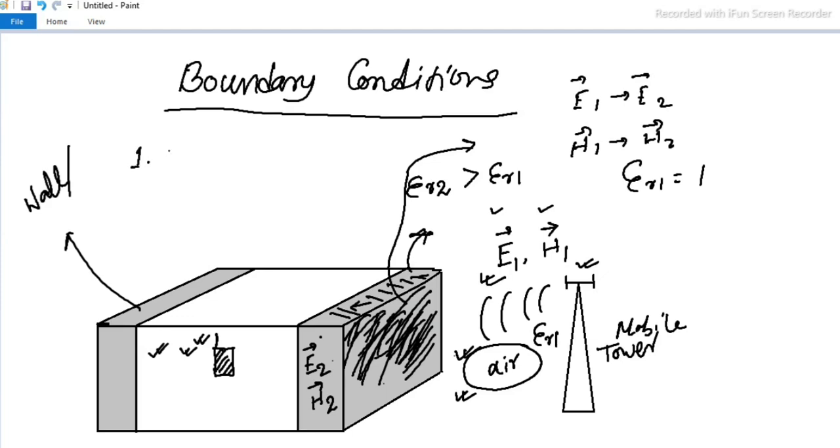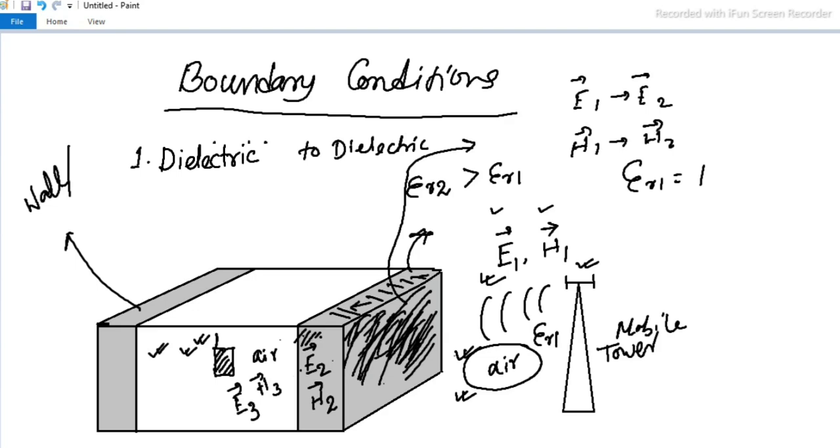So here I will get the dielectric to dielectric boundary. Now, when it leaves the wall and again reaches the mobile, it is again moving from dielectric to dielectric. So here this is the wall and this is basically air, both are dielectric but with two different dielectric constants. So when the electric and magnetic field come to the air, they will again change to some different value. So it will be E3, and the magnetic field may be H3.